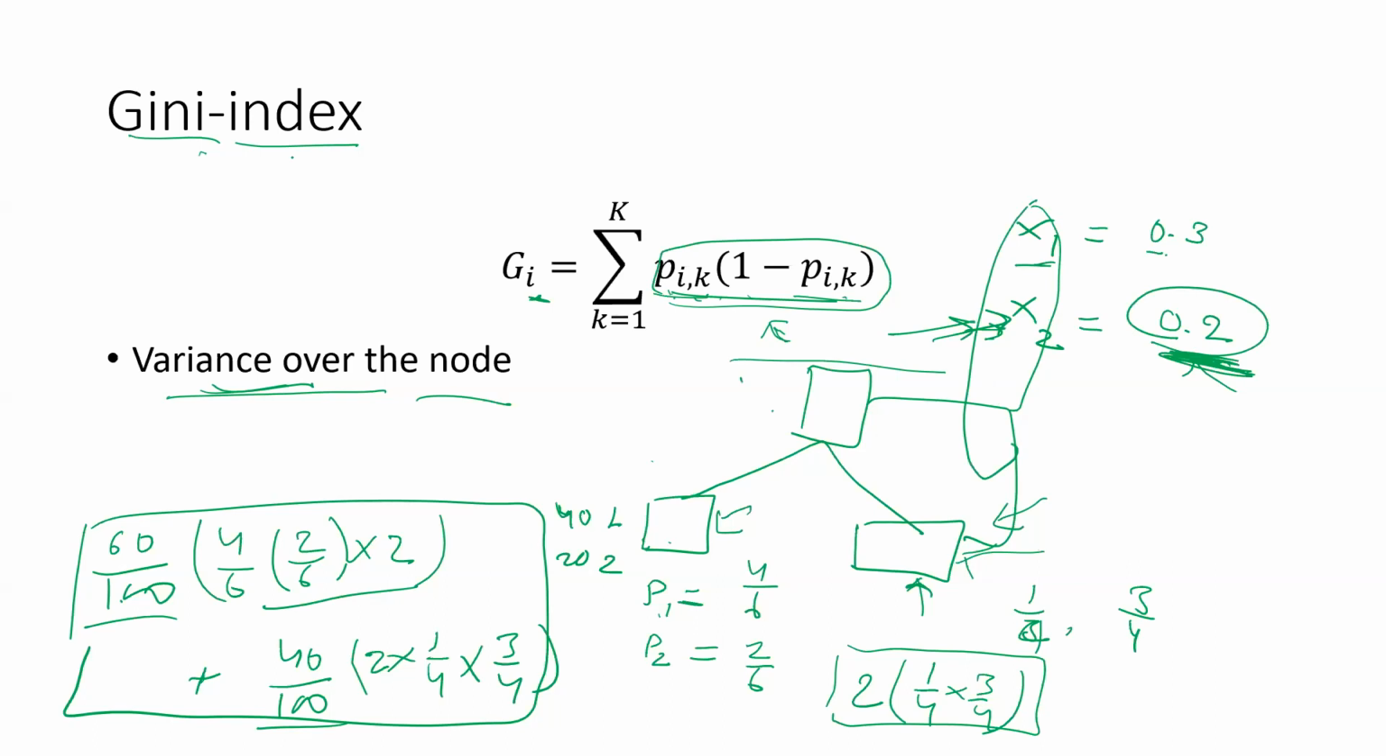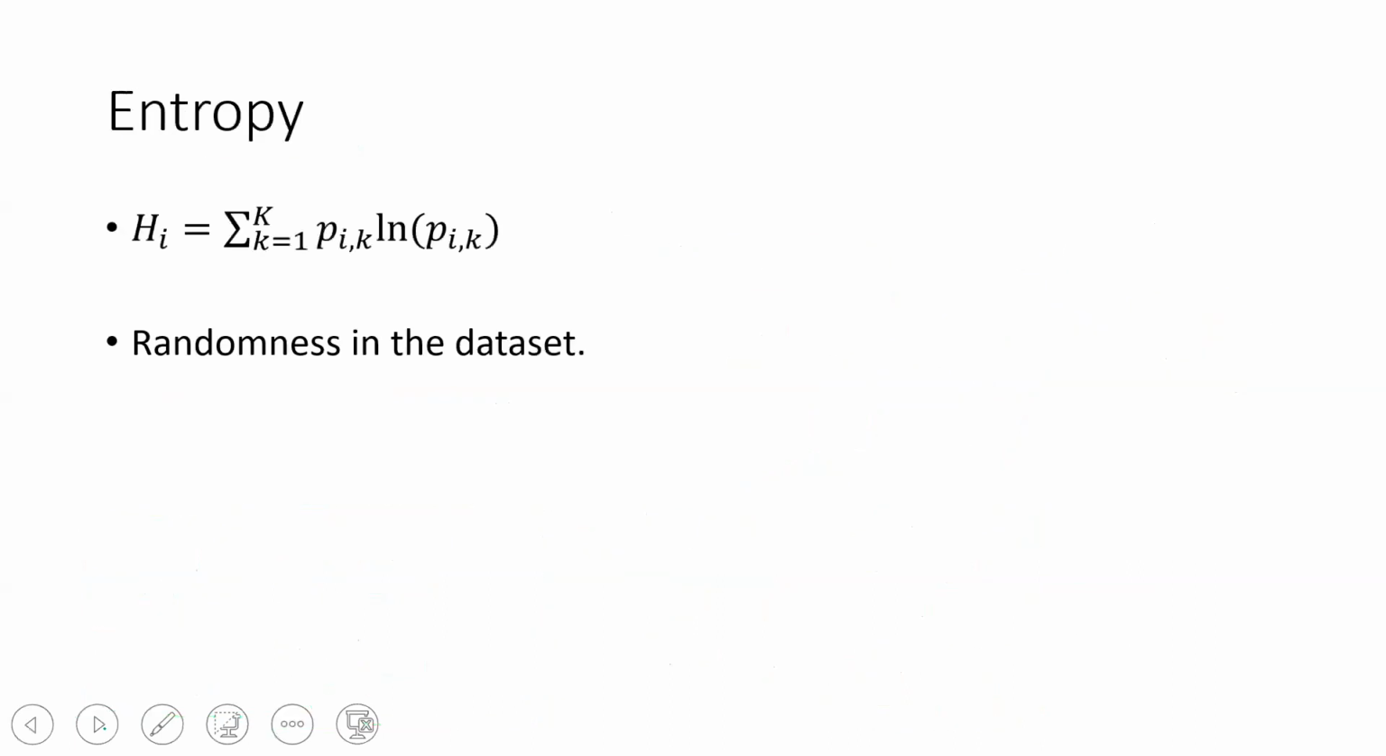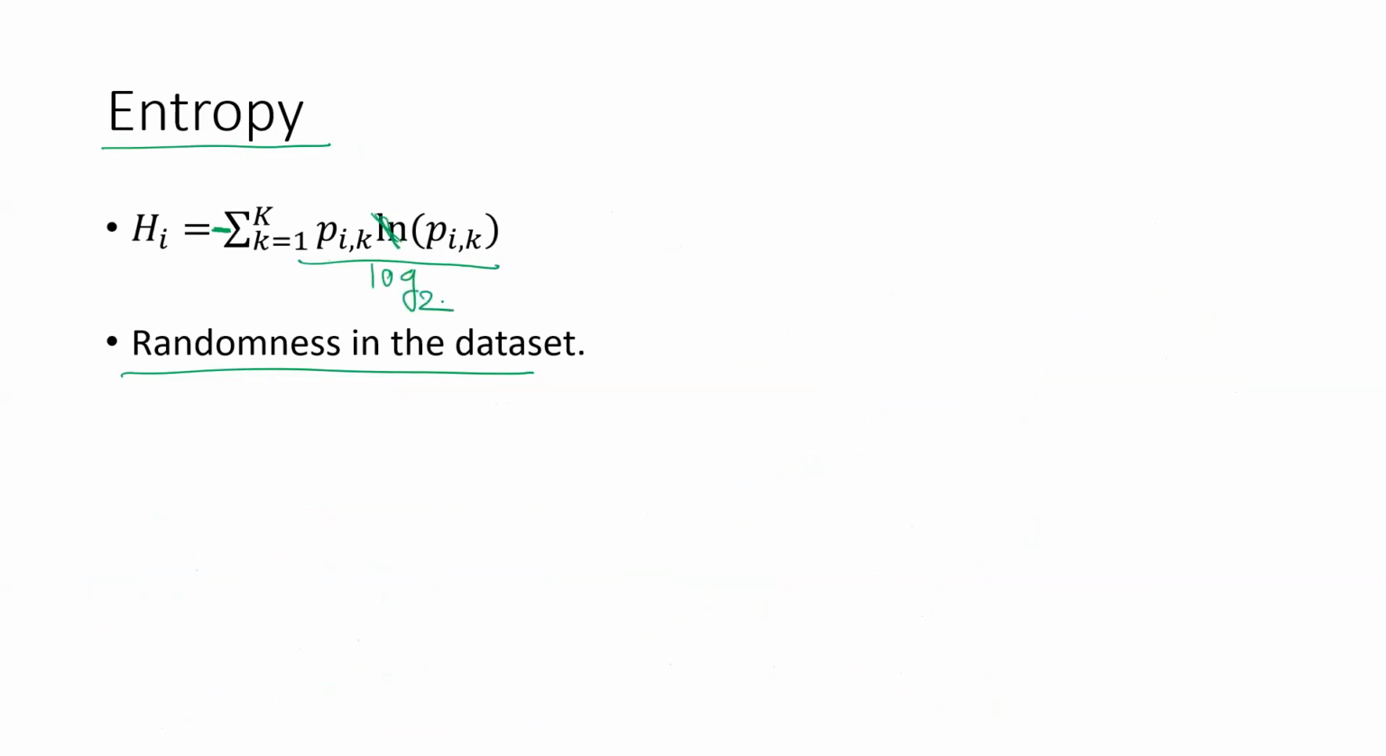Okay, so this is one measure. Another is of the same kind, with a slight difference. Here it captures the randomness in the data set. This is how you define your entropy: minus of this thing. And this is not the natural logarithm, it is log 2. So it is the same kind of thing, but here you are taking log 2.